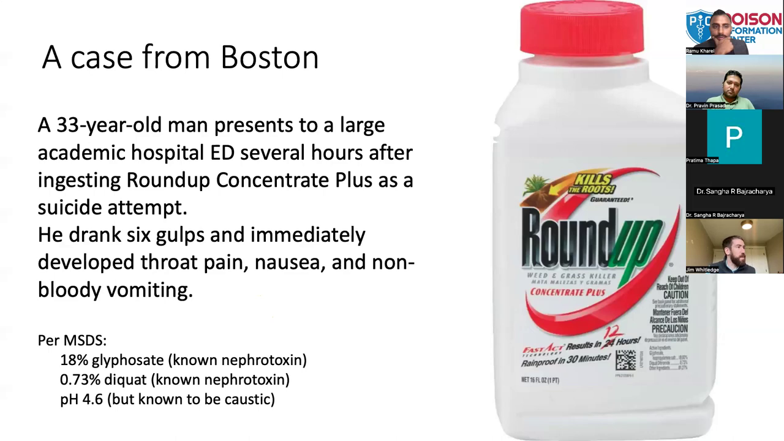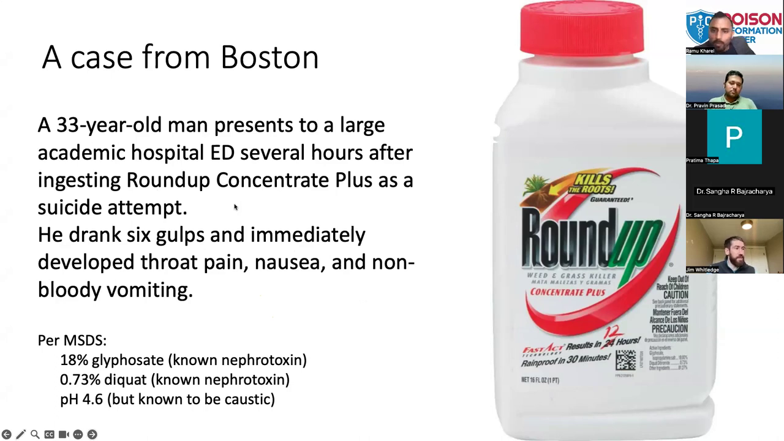The last thing I'll talk about briefly, just to drive home the different points I was talking about, is the risk of airway injury, GI tract injury, and then systemic toxicity. This is a case I had a couple years ago in Boston. A 33-year-old man presented to a large academic hospital ED, so a pretty well-resourced emergency department, several hours after ingesting a product called Roundup Concentrate Plus.